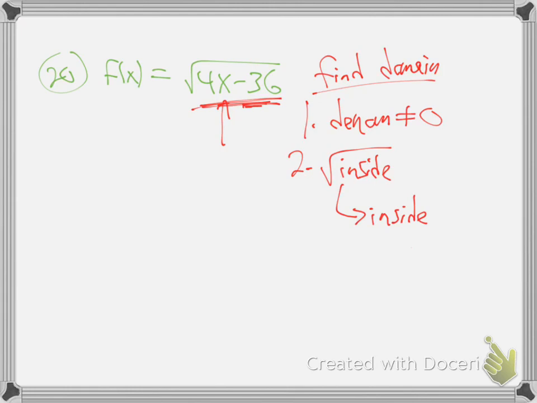No, that's not true. Sorry. Inside, you cannot be negative. I'm getting confused with the denominator. Inside, you cannot be negative. We can't have negative. 0 is fine, but we can't have negative. Square root of 0 is just 0. It's not a problem. But you can't have negative inside of a square root. That's imaginary. Wrecks it.